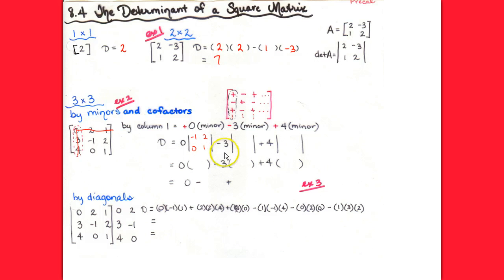If I want to find the minor for 3, I'm going to eliminate the row and the column that 3 was in. So it was in row 2, column 1. What's left over is 2, 1, 0, 1. So that's going to be my minor, 2, 1, 0, 1. So for the minor for 4, I'll eliminate the row and the column. And what's left is 2, 1, negative 1, 2.